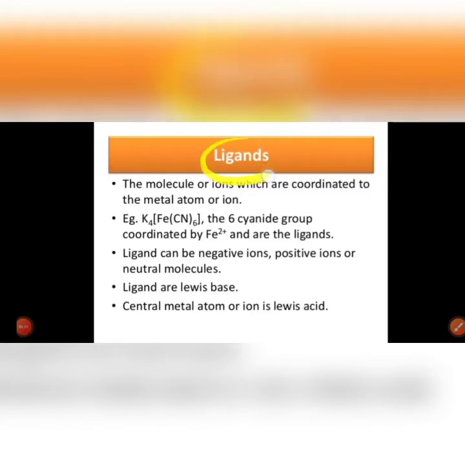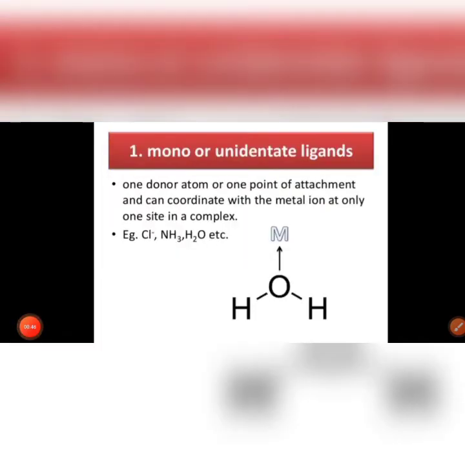And these ligands are basically of three types. One is monodentate ligands, another is polydentate, and the third one is ambidentate. Let us discuss them one by one. Here we have the monodentate, or unidentate, ligands. Monodentate ligands are those which have only one donor atom. For example, chlorine and ammonia. In ammonia only N is donating, and in the water molecule only oxygen is the donating element. That's why they are termed monodentate or unidentate ligands.